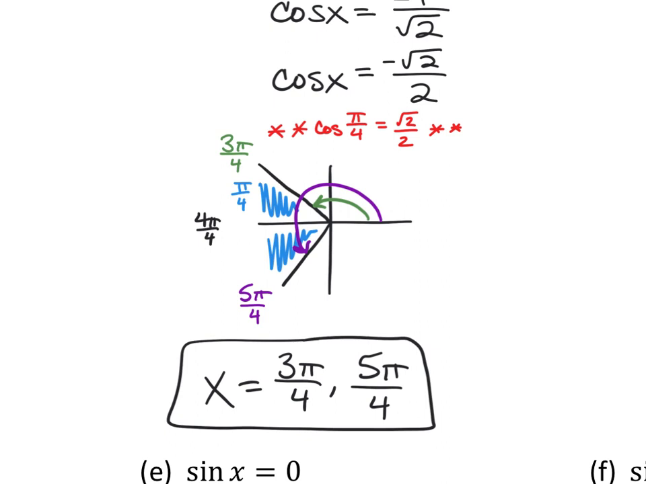Look on your formula chart for the entire column called cosine. There should be two places where it says negative square root 2 over 2. And those two places should be 3 pi over 4 and 5 pi over 4. Is that right?